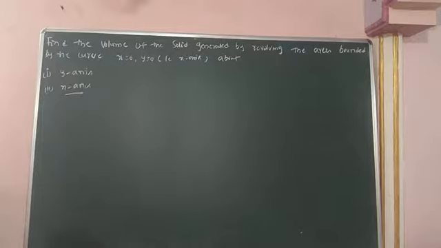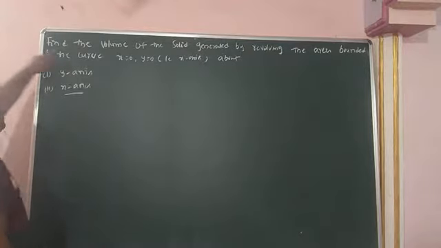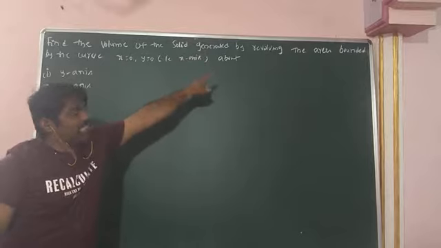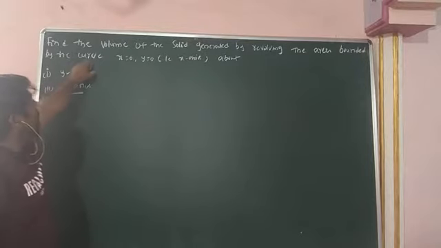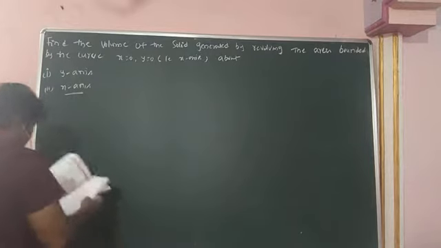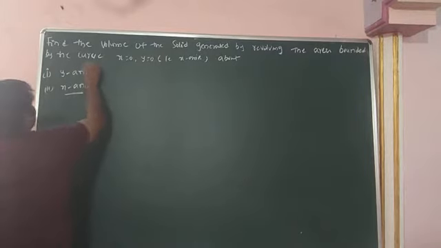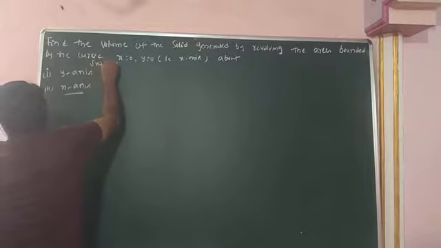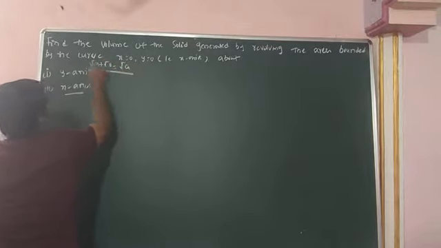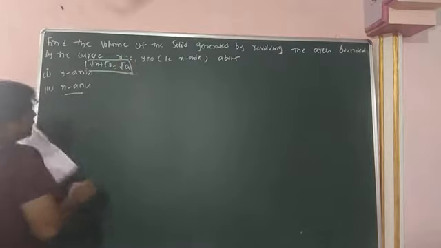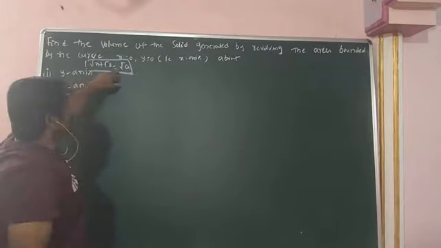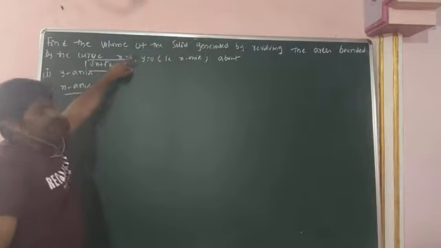Okay. The next question is: find the volume of the solid generated by revolving the area bounded by the curve. What is the curve? The curve is root x plus root y is equal to root a, x equal to 0 and y equal to 0.